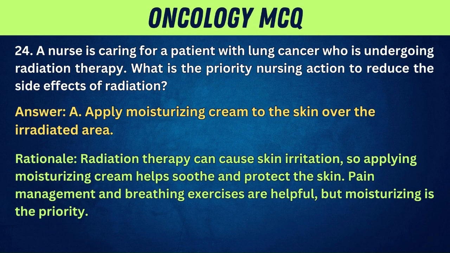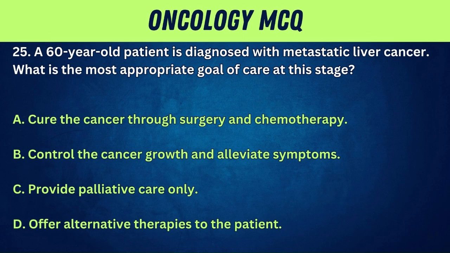Answer: A. Apply moisturizing cream to the skin over the irradiated area. Rationale: radiation therapy can cause skin irritation, so applying moisturizing cream helps soothe and protect the skin. Pain management and breathing exercises are helpful, but moisturizing is the priority. 25. A 60-year-old patient is diagnosed with metastatic liver cancer. What is the most appropriate goal of care at this stage?